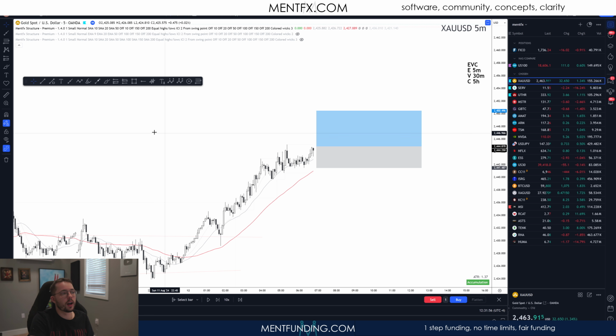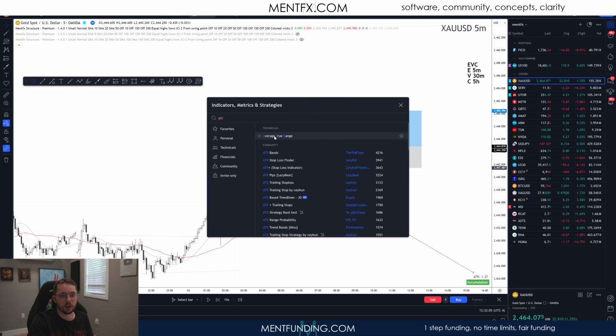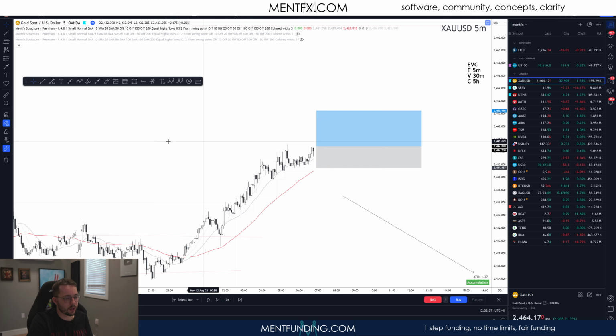So one thing that I've noticed and that I teach is that if you use the ATR, which of course comes staple in the mentfx private structure indicator, but again, you can get it for free just right here, right? So you can add all that to your TradingView as you see fit.